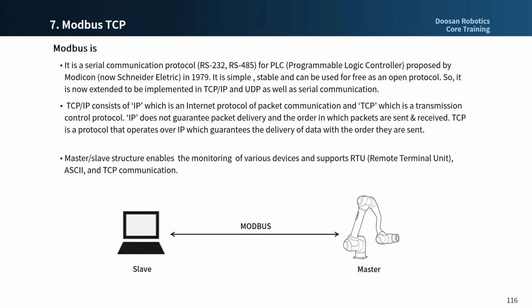Modbus uses the master-slave communication method, where the slave server is the subject of data and the master client reads and writes data from the slave. Doosan Robotics supports RTU and TCP master functions in the UI, and TCP slave functions are available through custom code. In this training, we'll learn about the setting of Modbus TCP master and slave.